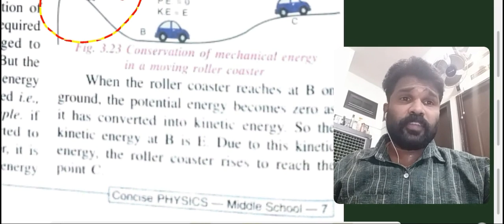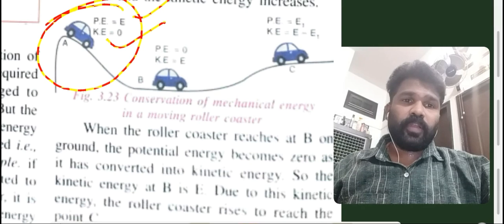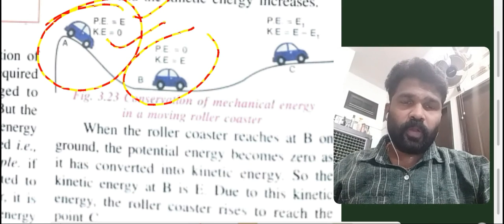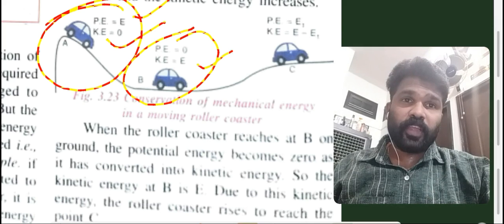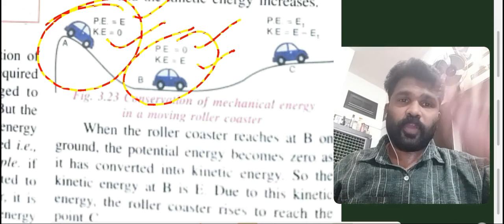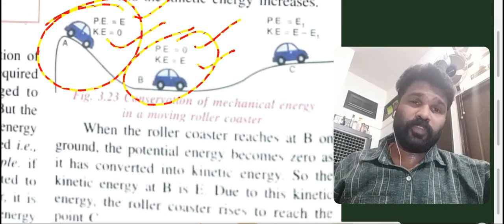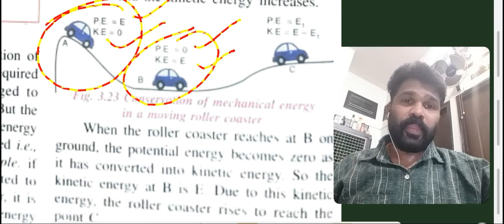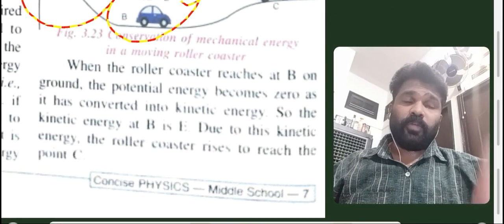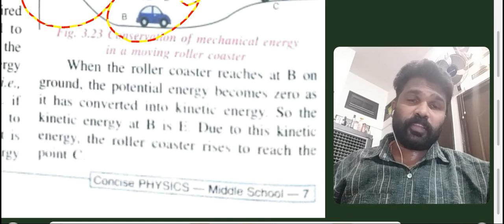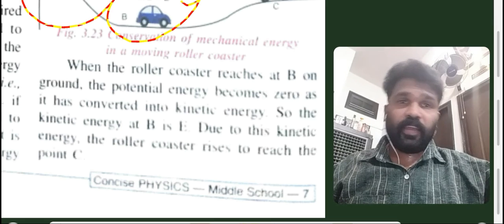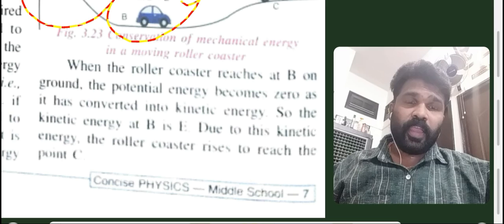When the roller coaster reaches B, here you can observe the diagram, the kinetic energy is E now and the potential energy is 0. When the roller coaster reaches B on the ground, the potential energy becomes 0 as it has converted into kinetic energy. So, the kinetic energy at B is E, and due to this kinetic energy the roller coaster rises to reach the point C.